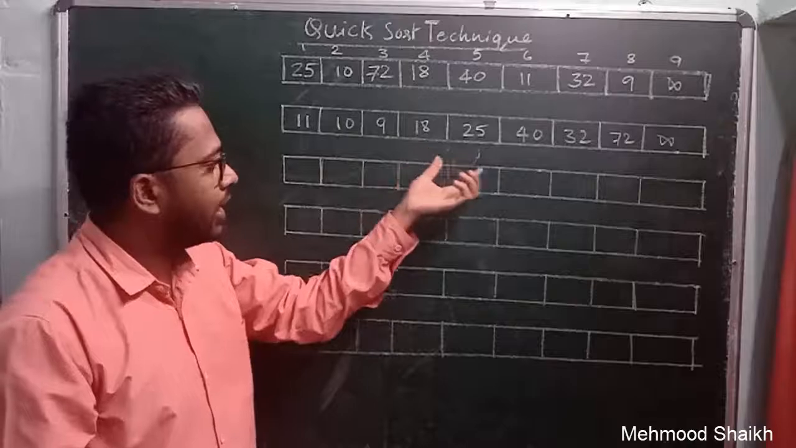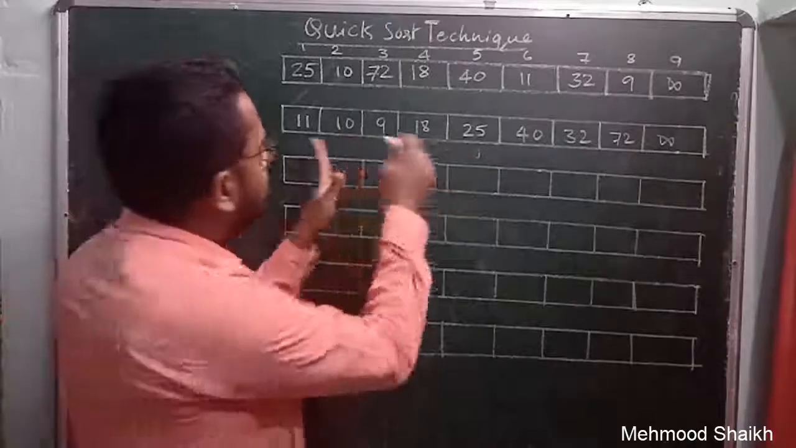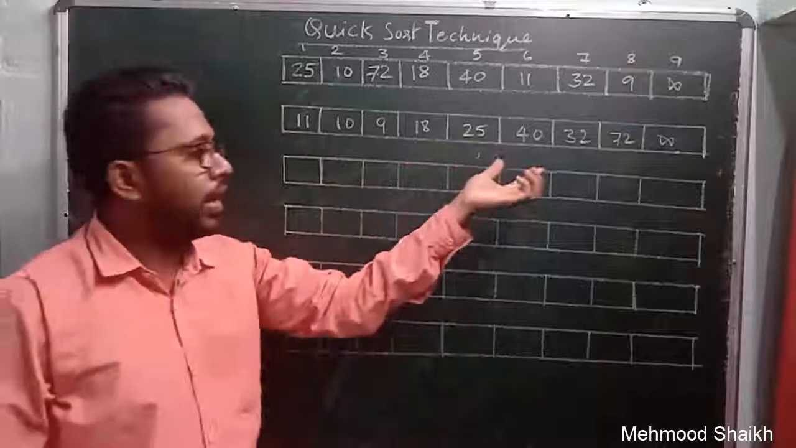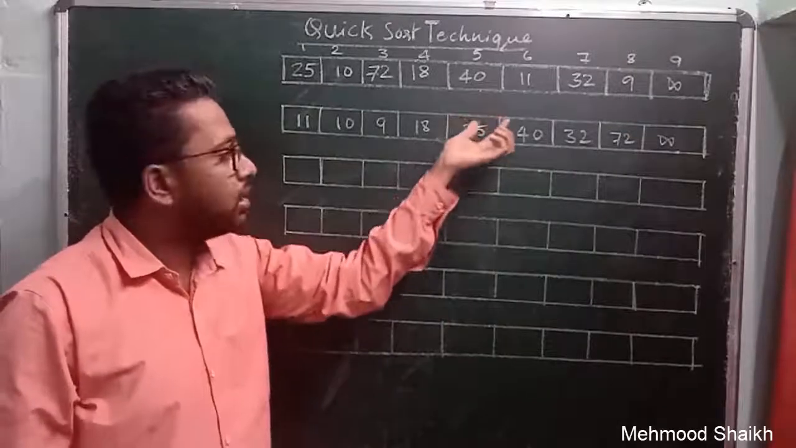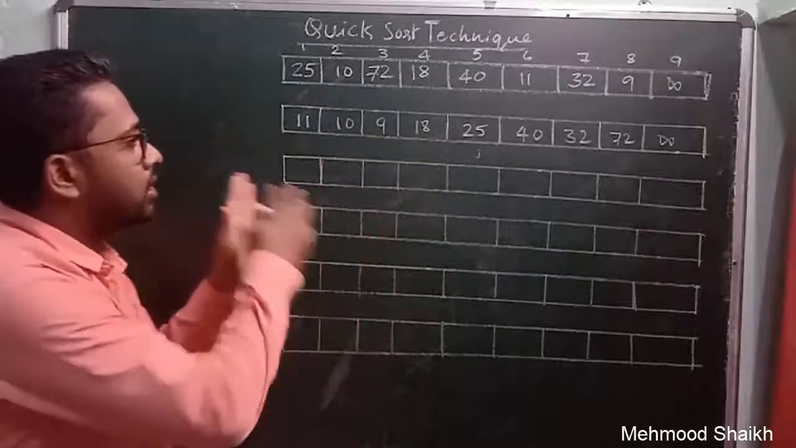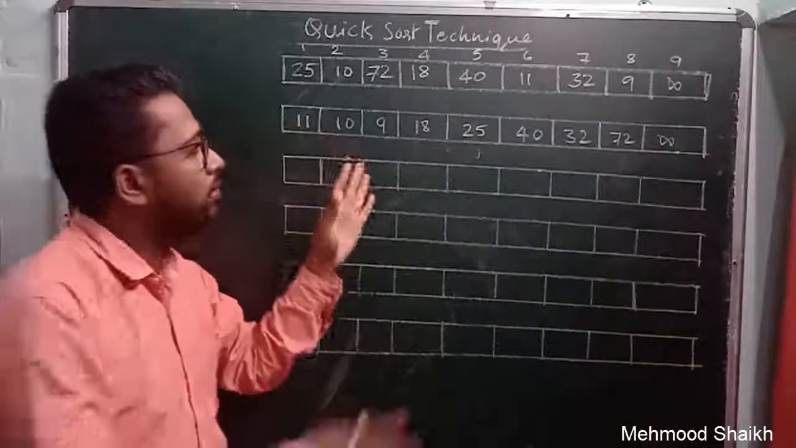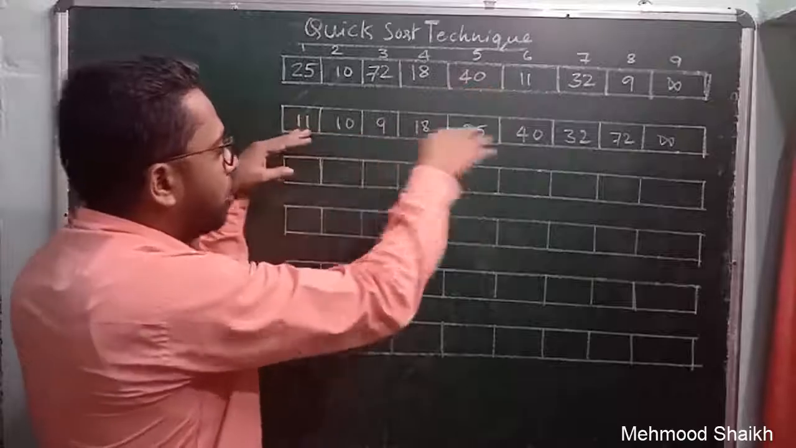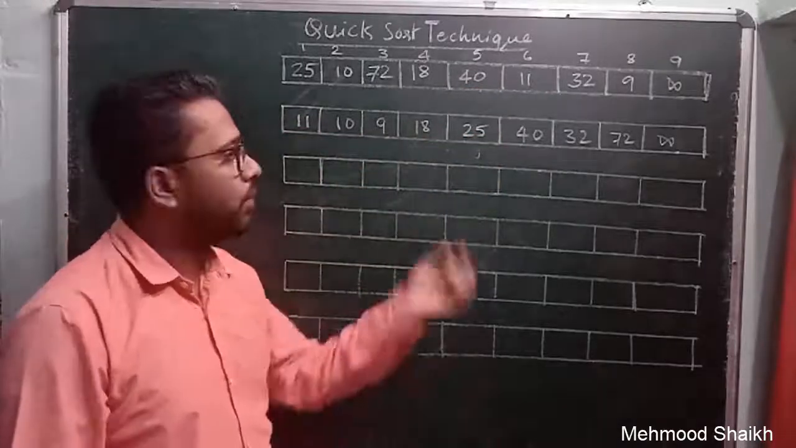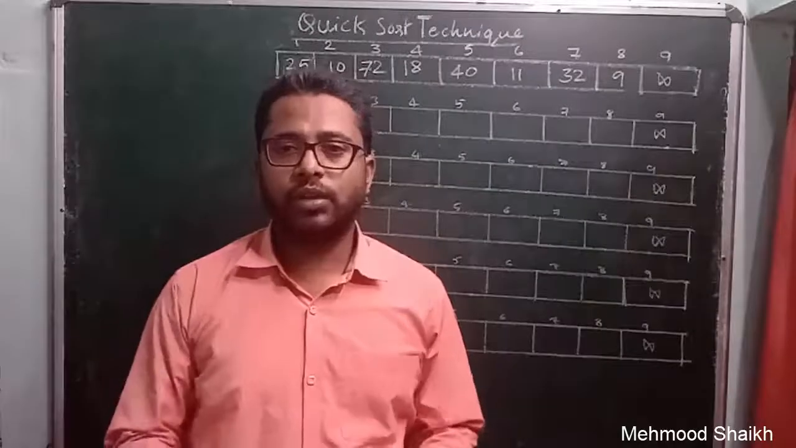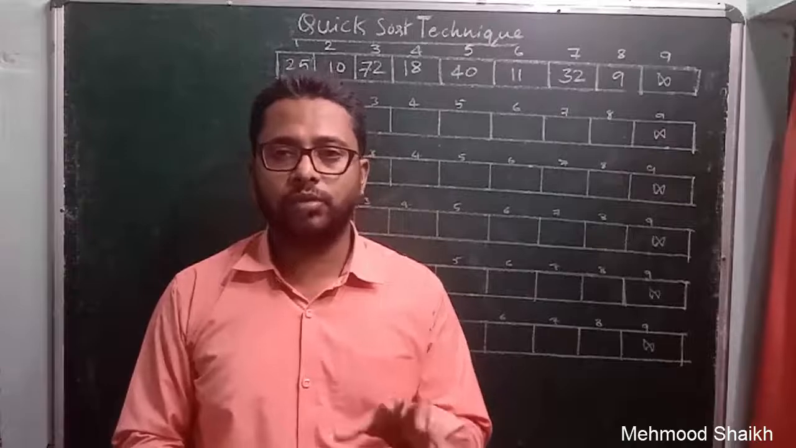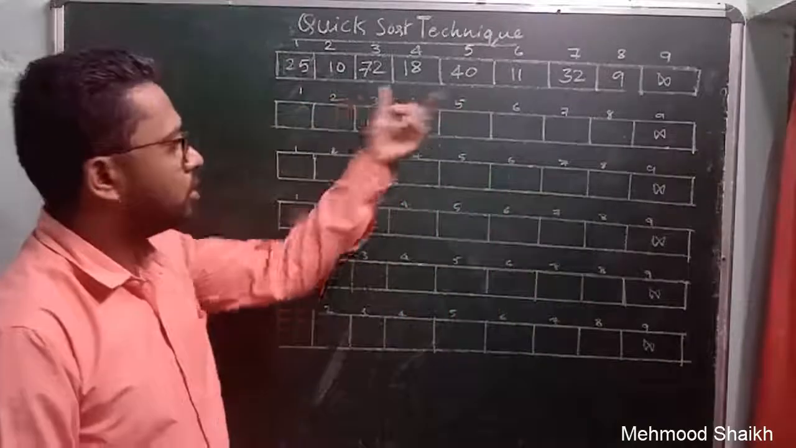Just for the sake of understanding, I have written this example, these numbers in this manner, where the element 25 is in the sorted position. Now I will clear these numbers and then start applying the quicksort algorithm on this problem to sort all these numbers using the quicksort technique, which follows the divide and conquer approach. I'm sure you have now understood the concept of quicksort, and I'm going to apply it on this problem to sort these elements.